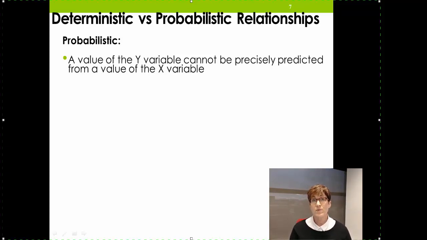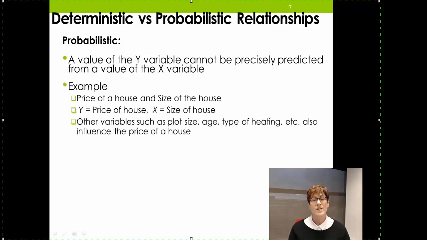as opposed to a probabilistic relationship where the value of the Y variable cannot be precisely predicted from a value of the X variable. So for example, if you were looking at price of a house and the size of a house, in that instance, the size of the house is what would help to predict the price of the house, but the size of the house does not completely predetermine the price of a house. There are other variables that impact on the price of a house, such as the size, whether or not it's a period home, the location, how old the home is, type of heating, and so on.